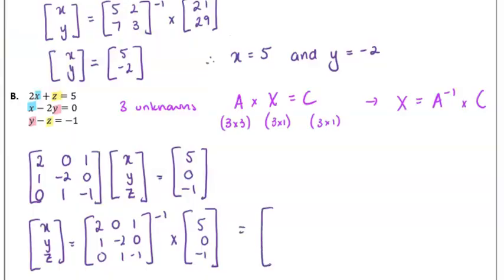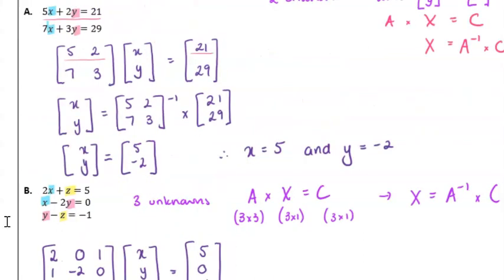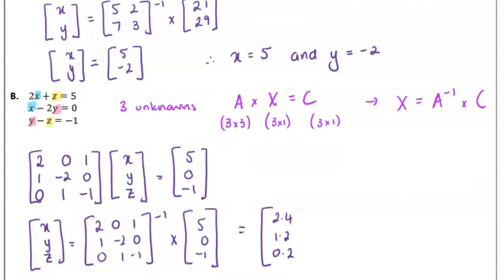Okay, writing out my answer. So I'm going to put them as the decimal values. So 2.4, 1.2, 0.2. And a reminder, that is just our matrix answer, but our final answer will be x is equal to 2.4, y is equal to 1.2, and z is equal to 0.2. Always remember to take your final answer out of that matrix form and state it.